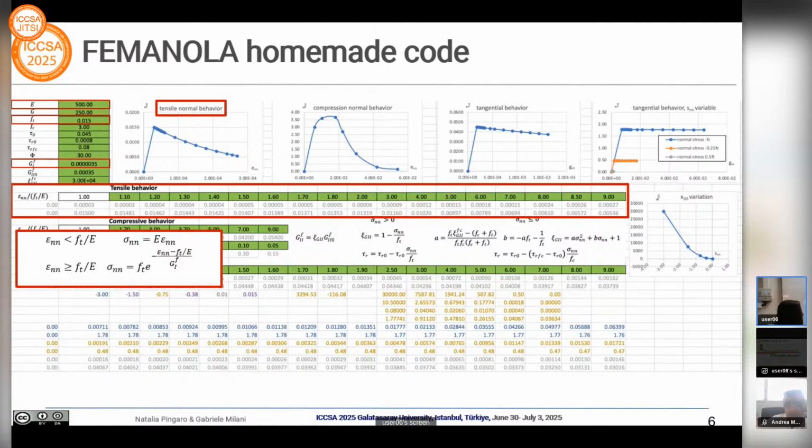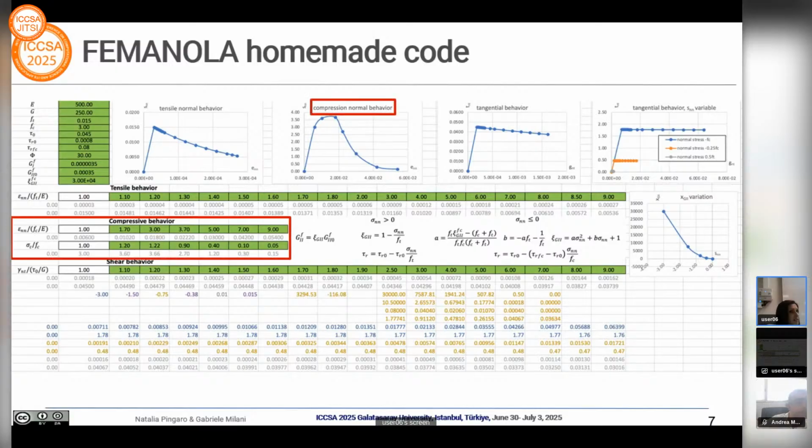In contrast to the tensile behavior, the compressive behavior is characterized by discrete data points in order to reproduce the typical hardening softening behavior which can be observed in a joint subjected to compression. In this case, the parameters used to set the elastic phase of this compressive behavior are the peak compressive strength and the same elastic modulus, obviously, used to define the tensile behavior.